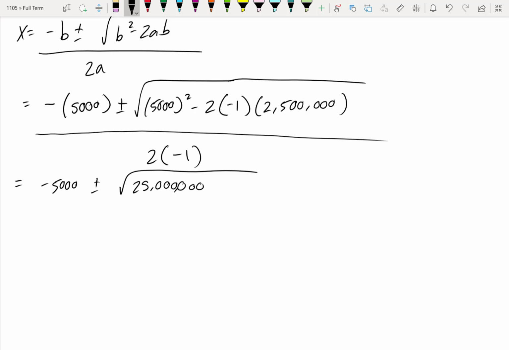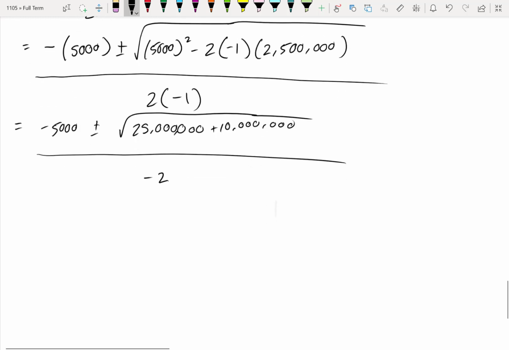Times negative 2, so minus 2 times negative 1, that's positive 2. And positive 2 times 2.5 million is 10 million, all over 2 times negative 1, which is negative 2. We're going to simplify inside the radical some more. So negative 5,000 plus or minus the square root of 25 million plus 10 million, which is 35 million.